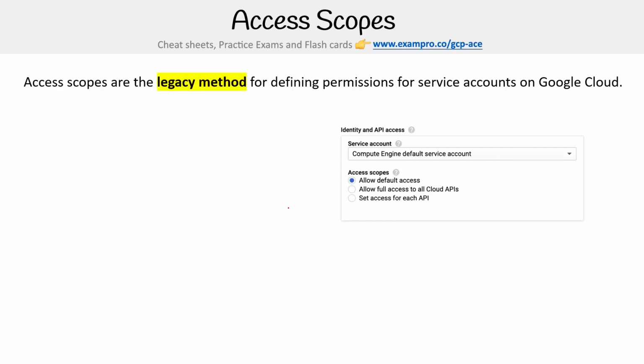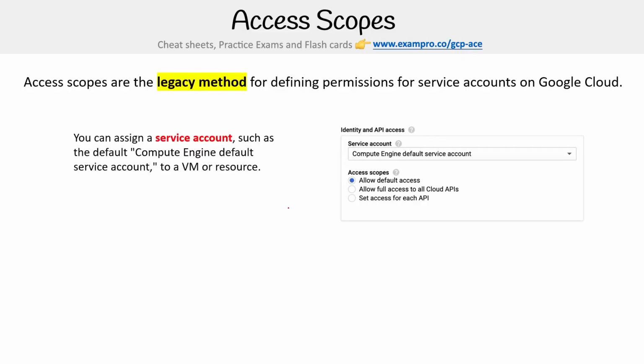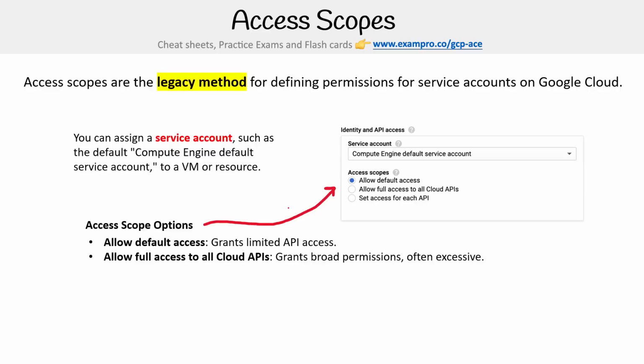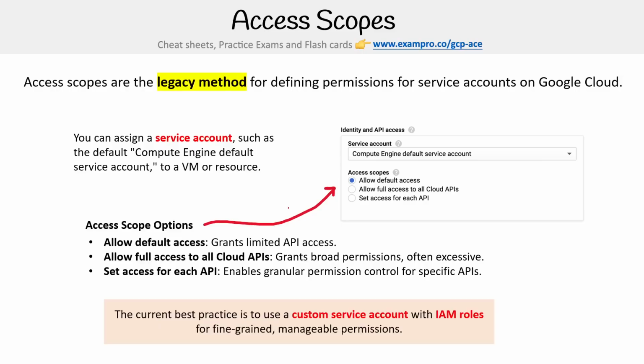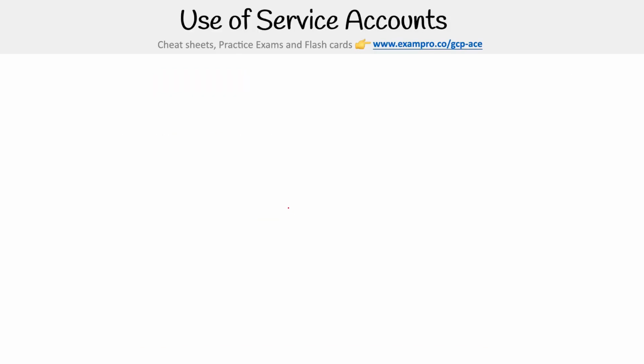These are the legacy methods for defining permissions for service accounts on Google Cloud. I don't think I really come across this very often, if ever now, but we'll mention it anyway. So you can assign a service account such as the Compute Engine default service account to a VM and resource. Here you can see the access scope options. So we have allow default access, allow full access to Cloud APIs, set access for APIs. And again, it's the current best practice to use custom service accounts with IAM roles. Again, I do it the modern way, so I can't even remember if I ever see this.